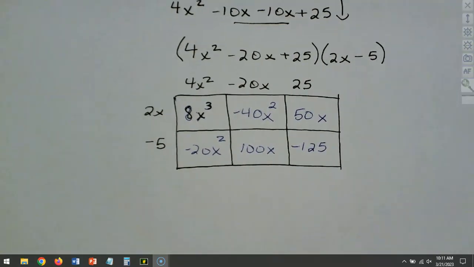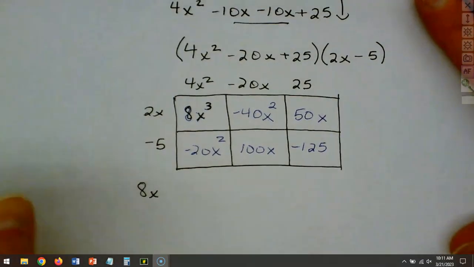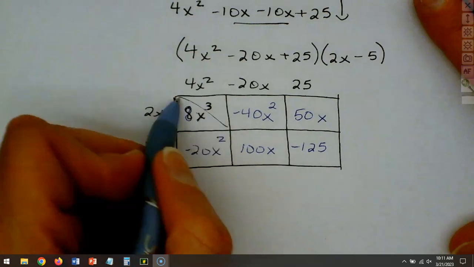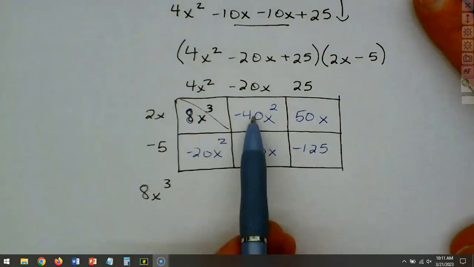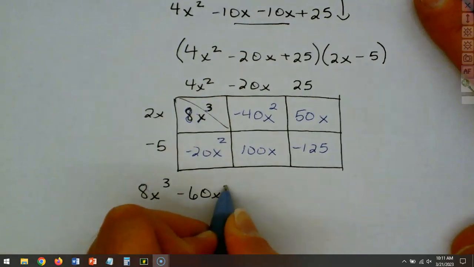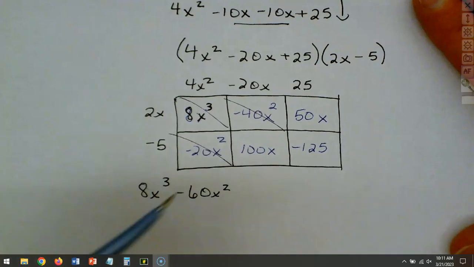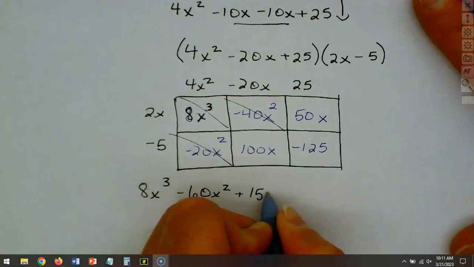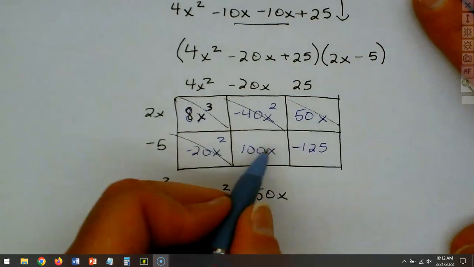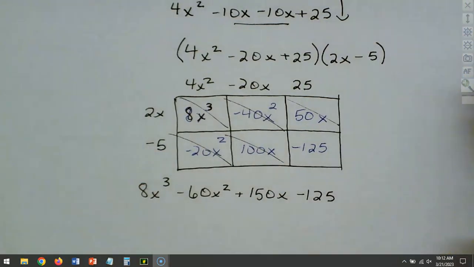Let's go ahead now, combine terms together, and we are finished. So now we have an 8x cubed, gone. How about x squared? These can go together, and that makes it a minus 60x squared here. Gone, gone. 50 and 100, that makes it a 150x. Gone, gone. And what's left over by itself? 125.